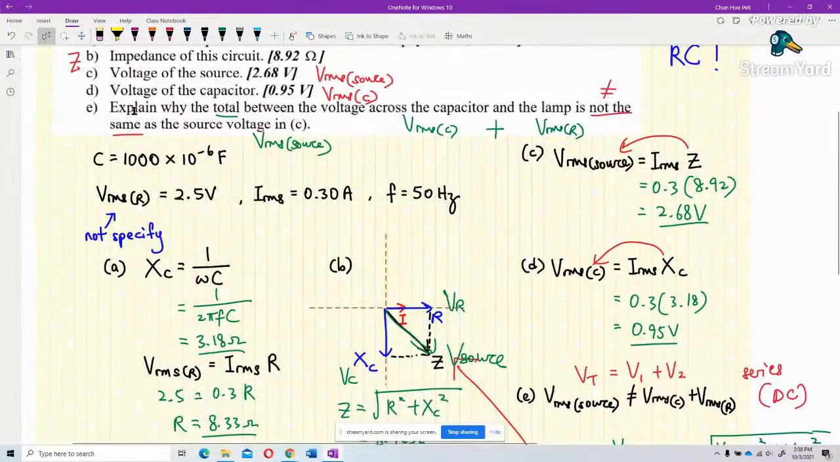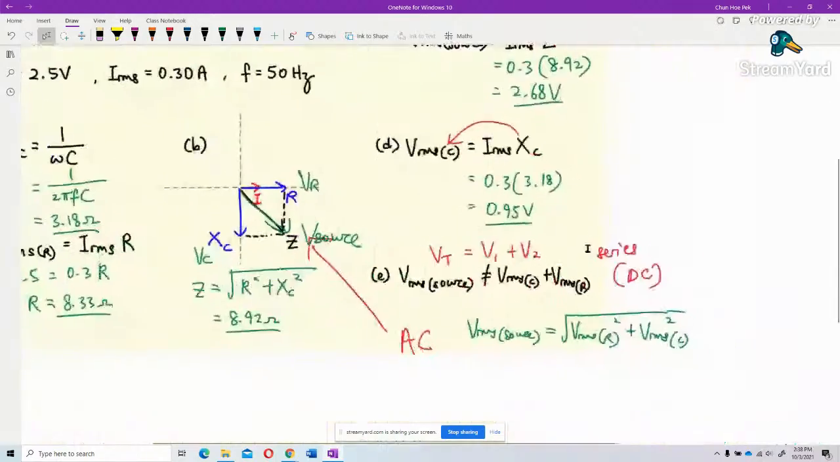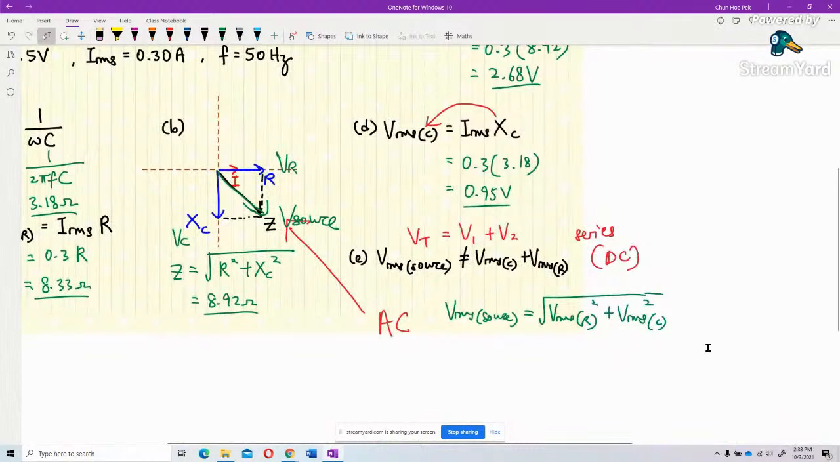He asks you to explain. You can put this value also lah. You can draw the phasor diagram for the examiner, and also you give this, this should be the way instead. This one is correct. This is the wrong one, not for AC. Okay. This is the way to find the root mean square source voltage.